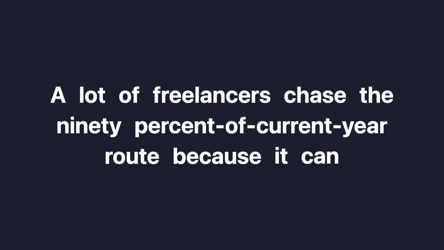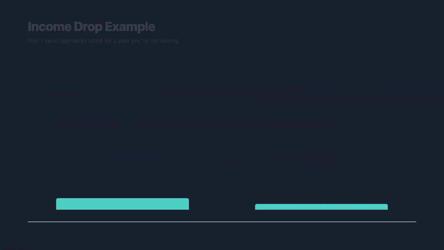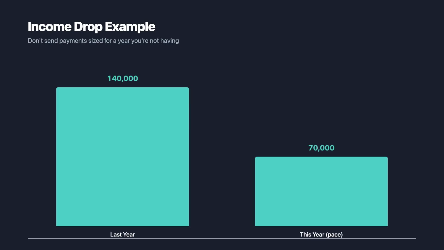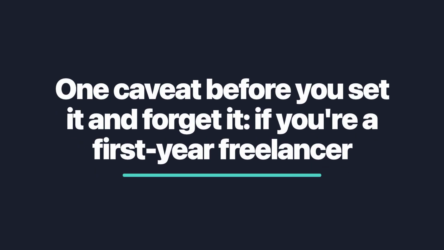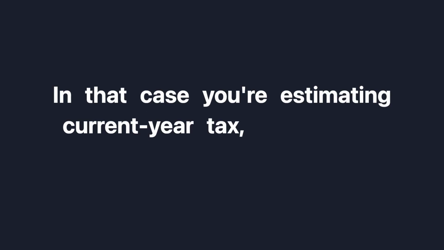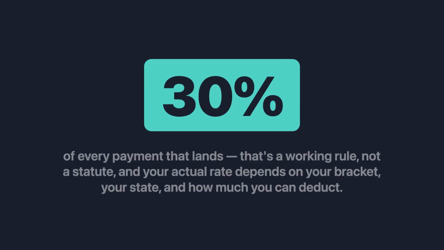A lot of freelancers chase the 90% of current year route because it can mean smaller payments in a down year. And honestly, it's the right call if your income genuinely dropped. If you made $140,000 last year and you're on pace for $70,000 this year, don't send payments sized for a year you're not having. But you need clean bookkeeping to defend that number, and most people don't have it. One caveat before you set it and forget it: if you're a first-year freelancer, there is no prior year of self-employment to lean on. In that case, you're estimating current year tax, and I'd set aside 30% of every payment that lands.